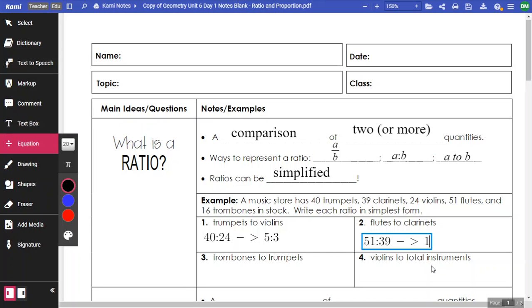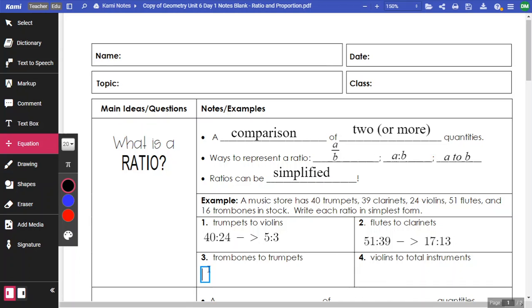And when we do that, we end up with 17 to 13. And once again, we've gotten down to prime numbers, so that means that this will not simplify any further, and our ratio of flutes to clarinets is 17 to 13. All right, let's look at another one here, trombones to trumpets. So order does matter here. Last time we had trumpets, we put it first. This time we need to put it second. So go ahead and in the box, put in the ratio of trombones to trumpets.